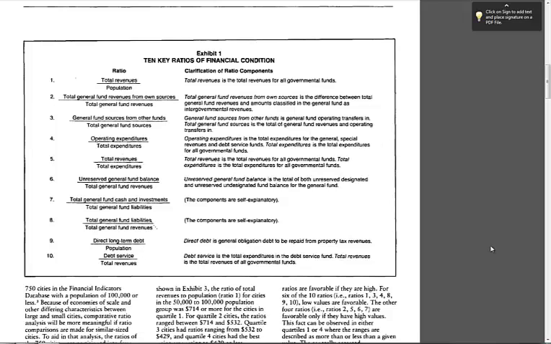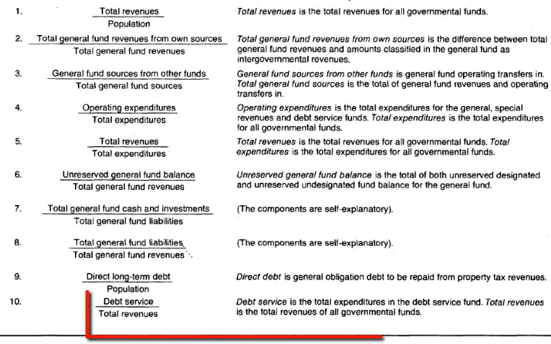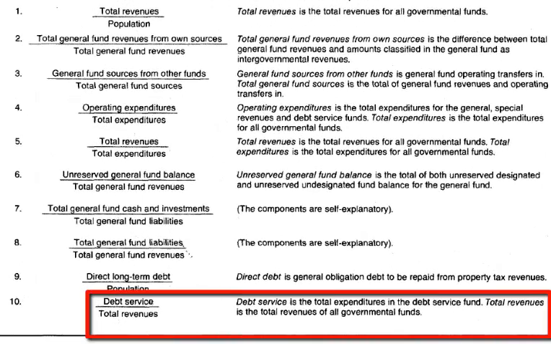10 in Ken Brown's 10-point test. Ratio 10 is debt service as a percentage of total revenues from all governmental funds.